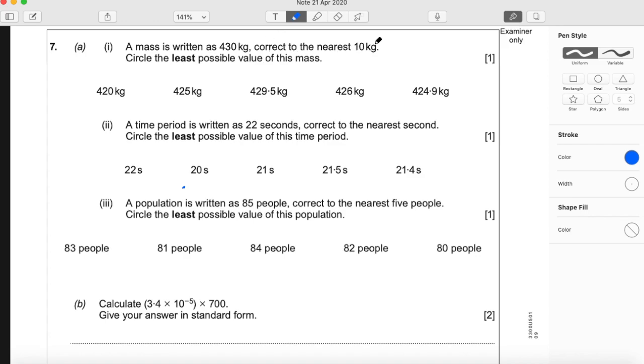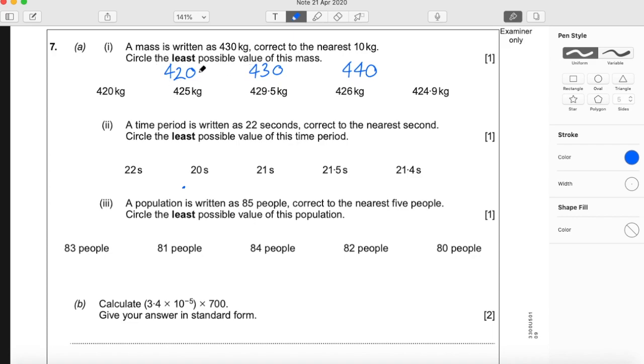Okay, so we're counting up in values of 10. So that means we'd be going 10, 20, 30, 40, 50, etc. all the way up to 430. So on our way we would have had 420, 430, and we would have gone past it possibly to 440, 450 and so on. So if we had 421 kilograms, we'd be only 1 away from 420, but we'd be 9 units away from 430.